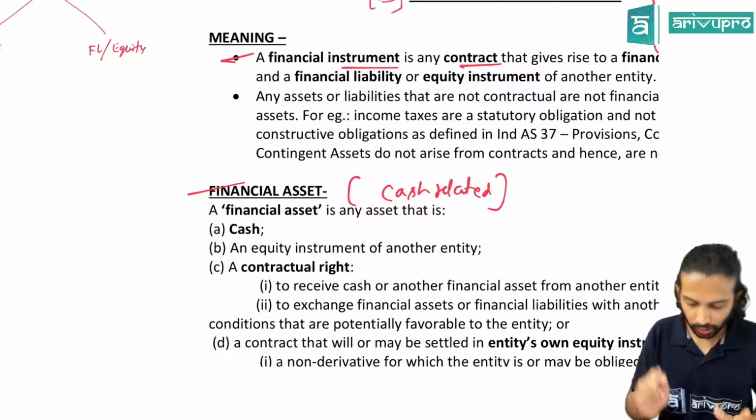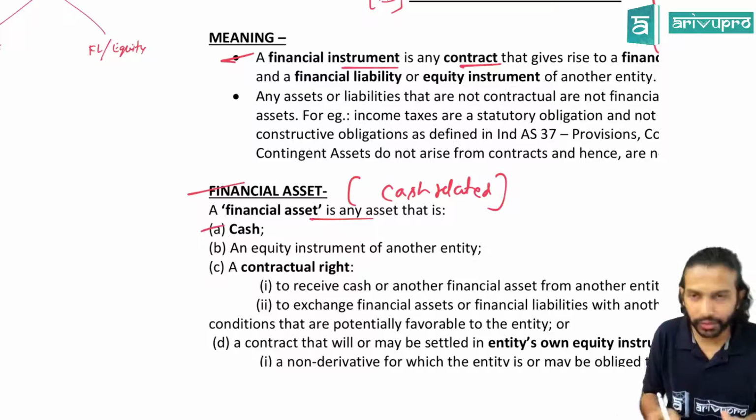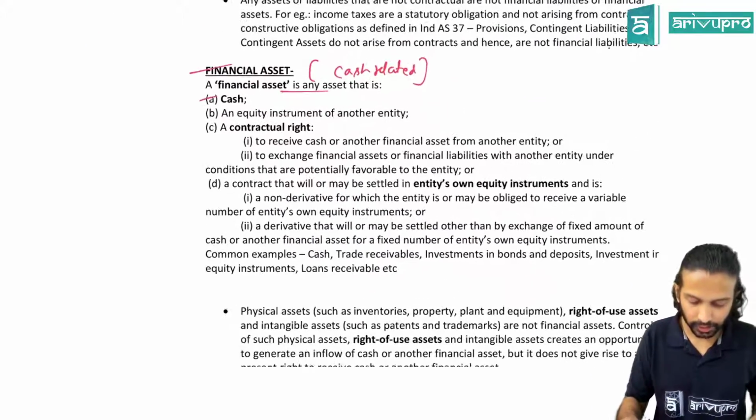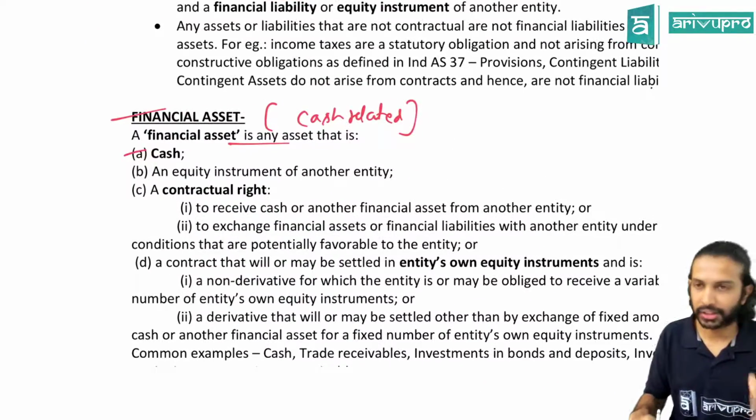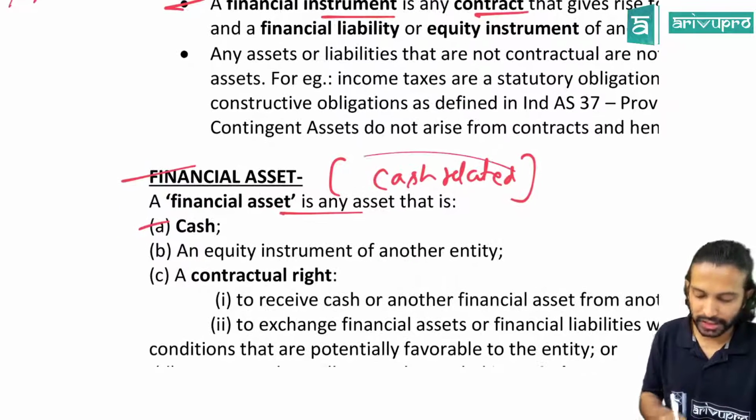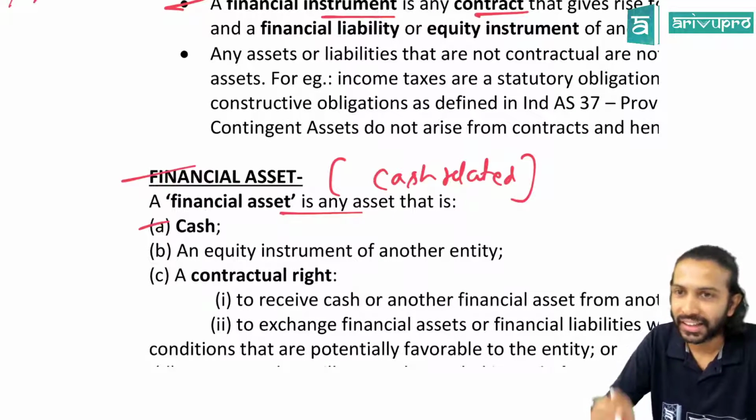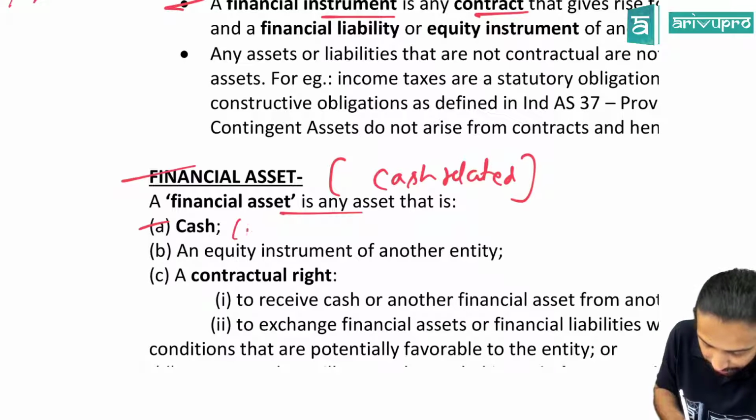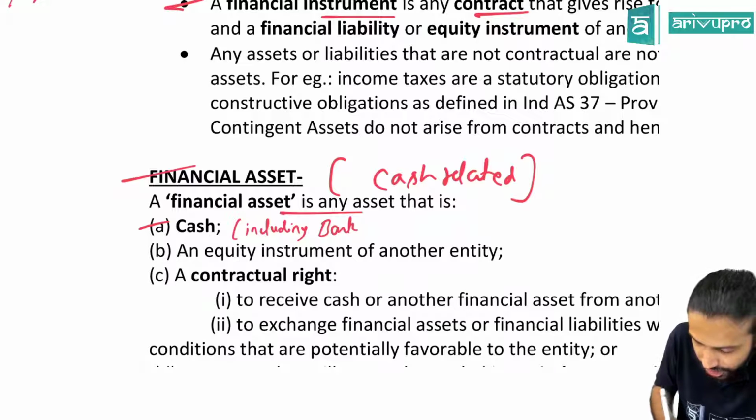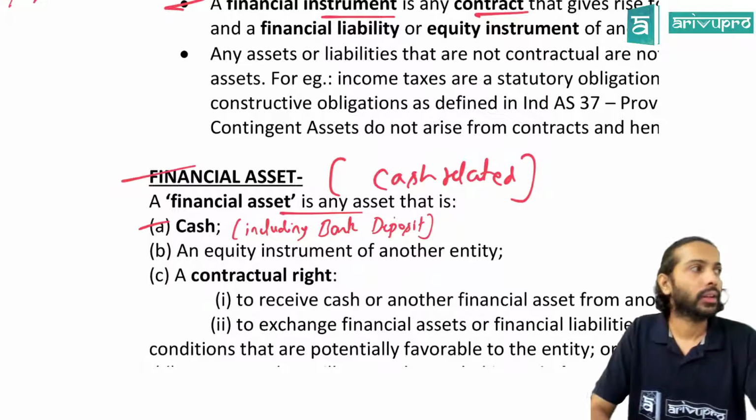Are we okay? Financial asset they have defined. They have given in fact 6 components. We'll see. 1. Cash. Obviously financial asset means what did we say? It is cash related. So that means cash is obviously financial asset. Here in bracket you write including bank deposit. Cash including bank deposit. Even like 3-year bank deposit.